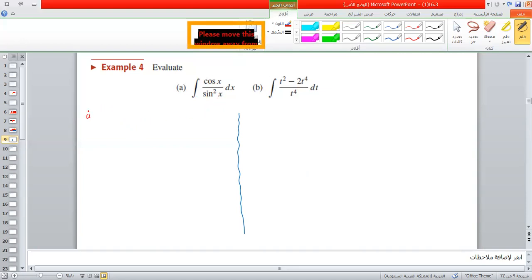In letter A, we have to use some trigonometric identities. Or you can split them out as you like. You can write it as the product of two fractions, cosine over sine and one over sine x, or cotangent and cosecant. Can't we just reverse the quotient rule? The one we studied in differentiation, reverse it.